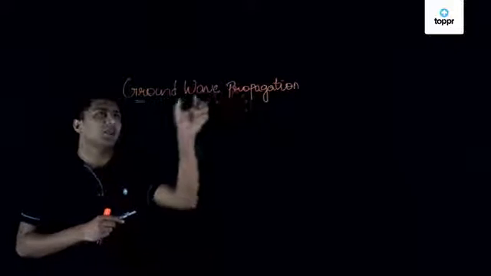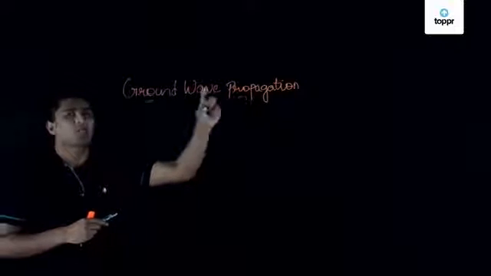So now let's understand what ground wave propagation is first. From the words ground wave propagation itself we can understand that the radio wave or the electromagnetic wave is getting propagated through the ground, right? Ground wave propagation can be defined as the radio wave which is propagated from the transmitter antenna to the receiver antenna directly along the ground or the earth surface.